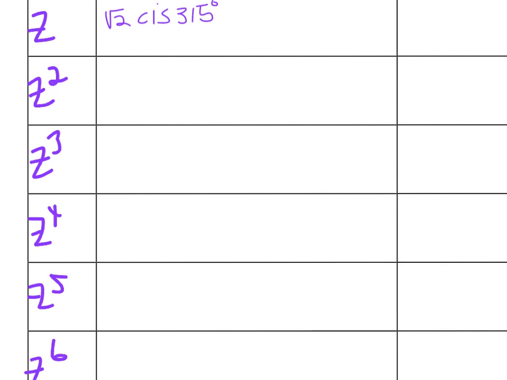In order to get z squared, we have to take the square root of 2 and square it, cis, 2 times 315. If you type that into your calculator, square root of 2 squared just equals plain 2. It's like the root and the power cancel each other out for this one. And then we have cis, 2 times 315 puts us at 630. But that's bigger than 360. In order to get rid of that, I'm just going to subtract 360 until I find a coterminal answer within our range.